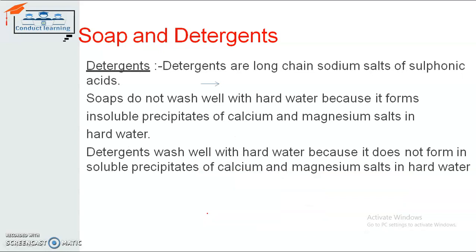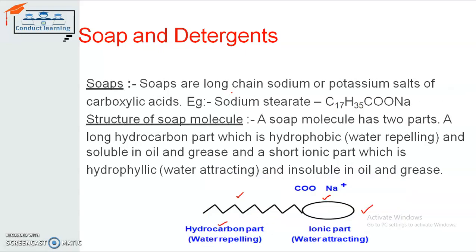Next is detergent. Detergent is different from soap. Basically, it does not contain the sodium or potassium salt of a carboxylic acid, so it can work with hot water. A detergent is a long chain sodium salt of sulfonic acid. Soap does not wash well in hard water because it forms an insoluble precipitate with calcium and magnesium salts. That is why we use detergent to wash clothes when hard water is there, because it does not form an insoluble precipitate with calcium and magnesium salts. So this is all about soap and detergent.